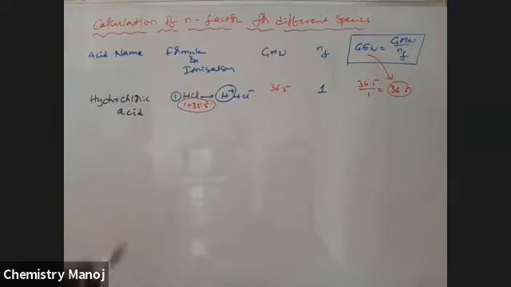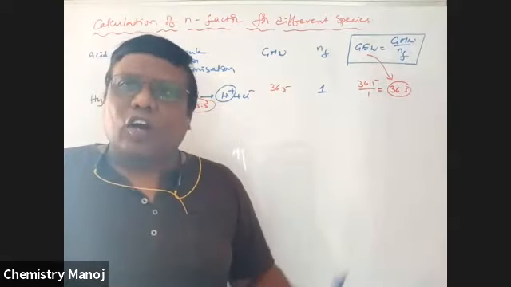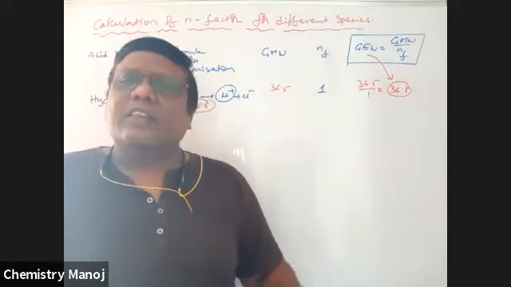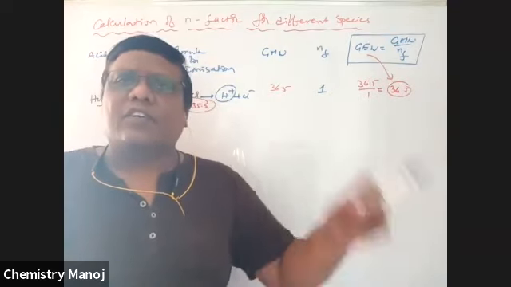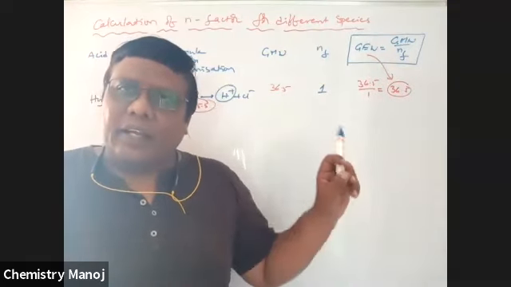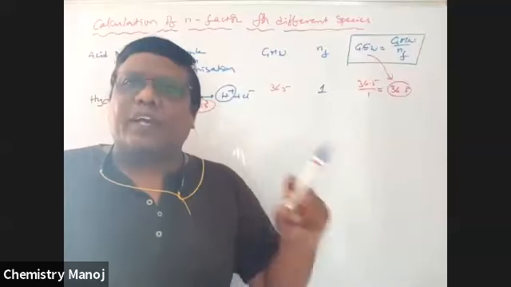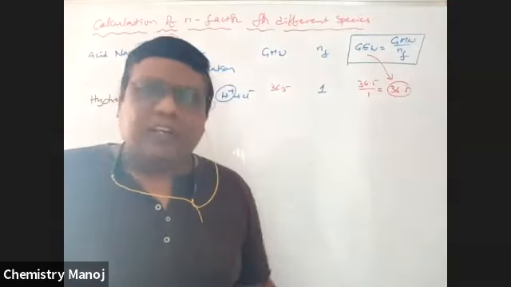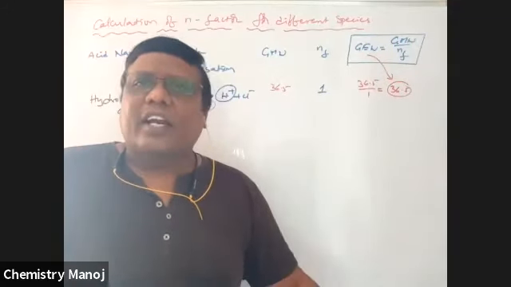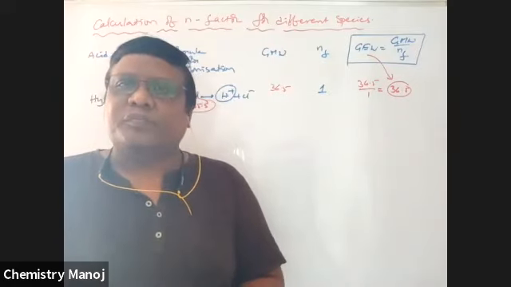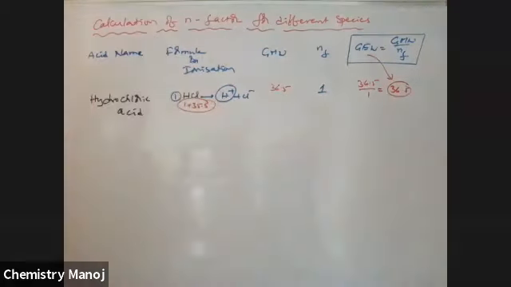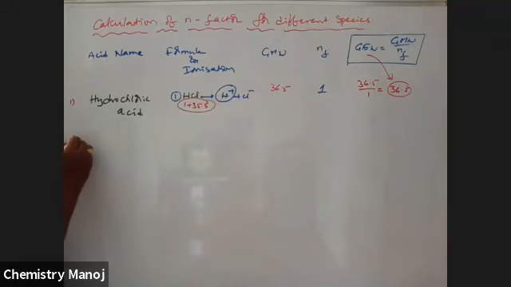So how much is the molecular weight of HCl? 36.5. How much is the equivalent weight of HCl? 36.5, because the N factor is 1 and equivalent weight is molecular weight divided by N factor. For HCl, N factor is 1. So whenever the N factor is 1, the molecular weight is equal to the equivalent weight. Okay, now one more example. That was the first one. Second one.